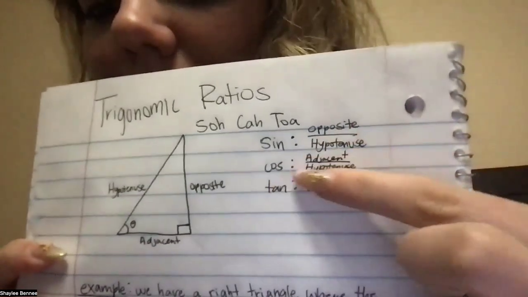You guys have all probably heard of sine, cosine, and tangent. Sine is basically the opposite over hypotenuse. Cosine is adjacent over hypotenuse. And tangent is opposite over adjacent.